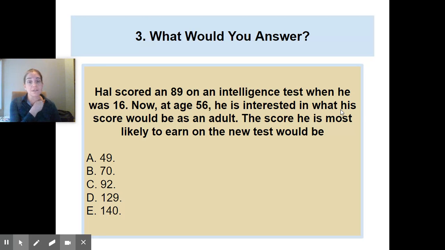Right. So let's look at this question. Hal scored 89 on an intelligence test when he was 16. Now at age 56, he's interested in what his score would be as an adult. The score he is most likely to earn on the new test would be, well, which score is most similar to 89? You said C. I see you. It's 92.